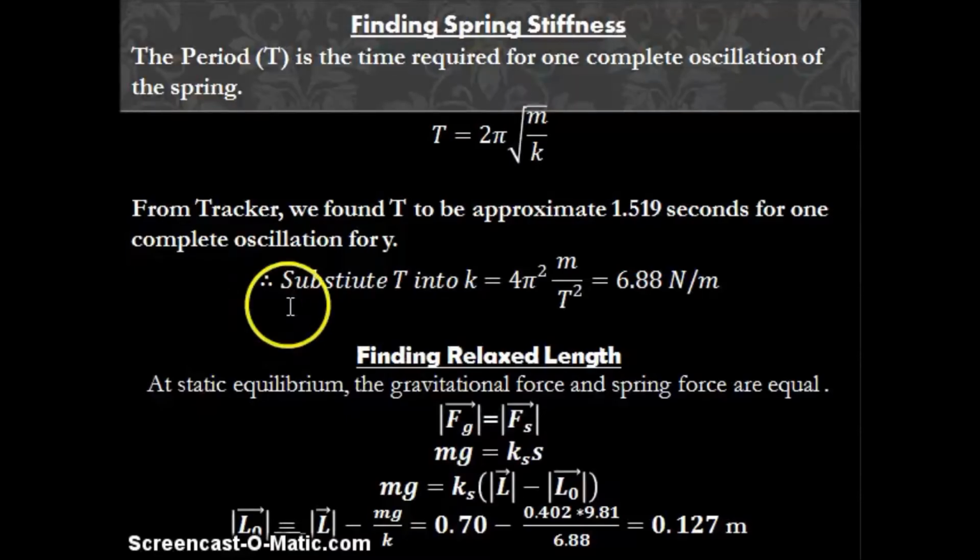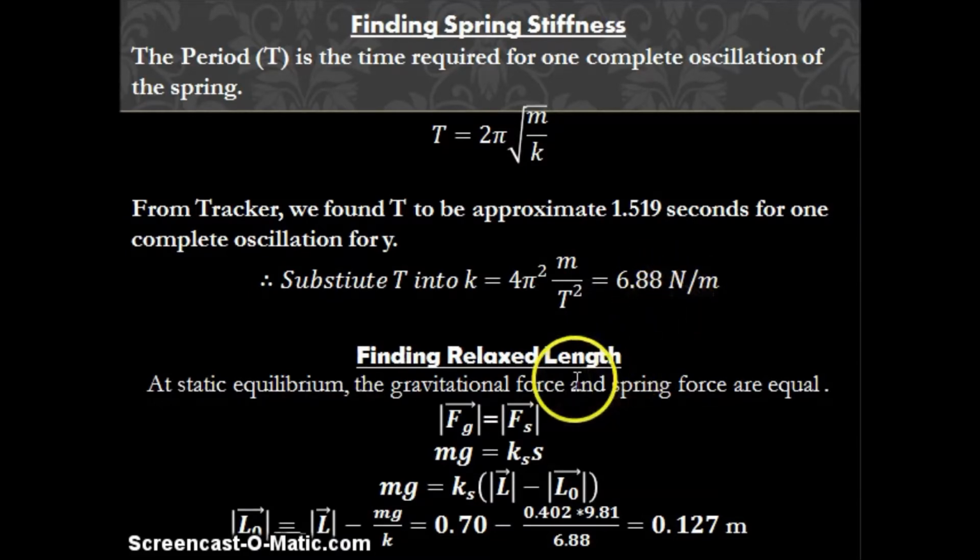Using position data from Tracker, we can also find the spring stiffness. So the formula for one period is this, and we found T to be 1.519 using the position and the plot from Tracker. And if we rearrange this formula, we get this. And all we did was simply substitute in T and substitute in the mass, and we found our stiffness to be 6.88 newtons per meter.